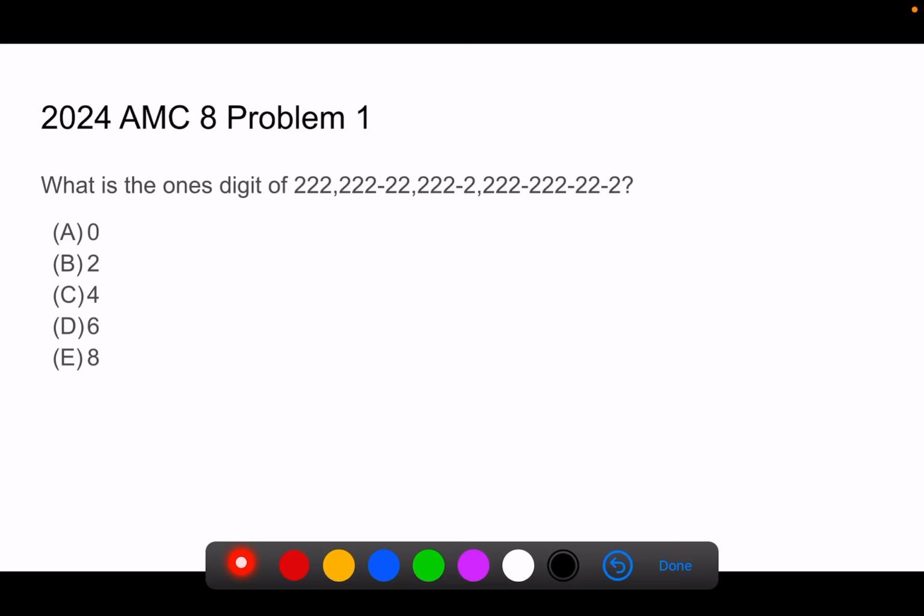All right, let's look at the first question of 2024's AMC 8. What is the ones digit of this expression? There are three ways to solve this question: the basic method, a faster way, and the fastest method. I will walk you through each of them. Let's start from the basic method.